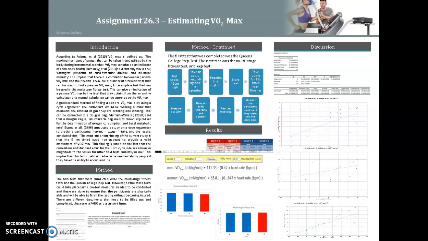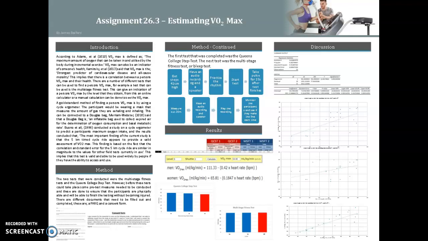Assignment 26.3, Estimating VO2 Max, Part 2. So having conducted both the Queen's College Step Test and the multi-stage fitness test, there would be sets of results again. Both tests were done twice. This is to ensure that there is a wider spread of data and also to ensure that the participants' tests were not an anomaly the first time they did them.